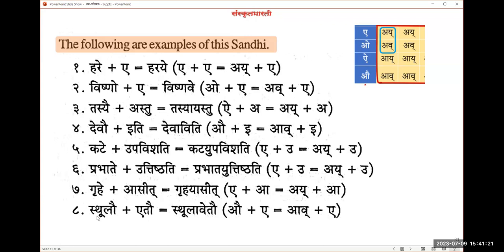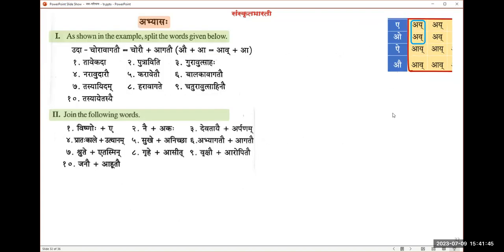Last one, I think we have left. Sthulau etau. So again, au plus A. So av plus A, ave. So stulavetau. Au plus A, av plus A, ave. So stulavetau. These two are fat, like that. Okay, so I think you guys got it. Time to test our knowledge.